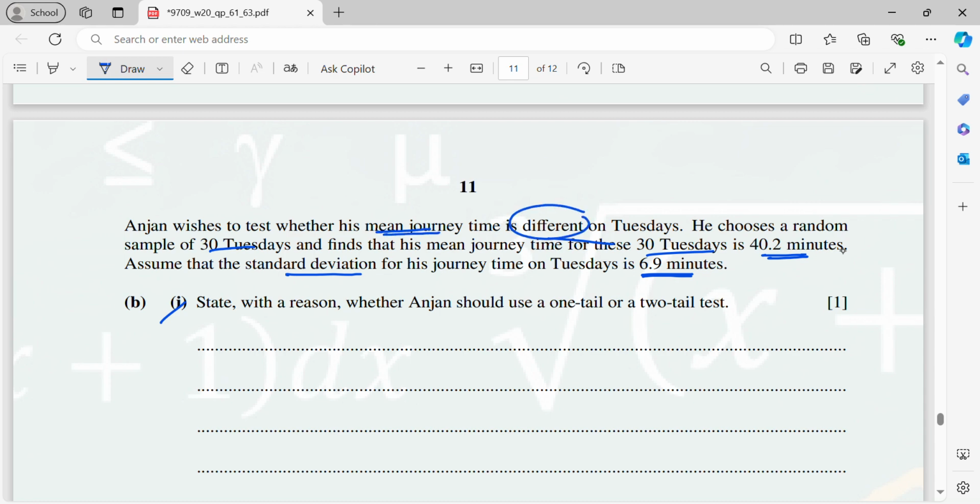So when different means it must be a two-tail test. So here should be a two-tail test, because Engine is looking for a difference or change.